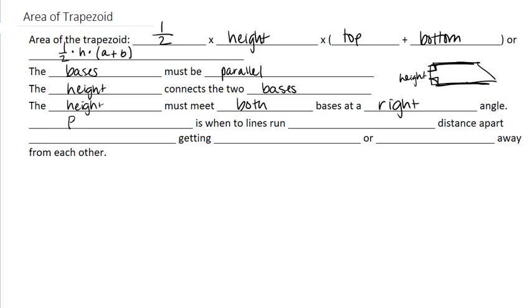Now, parallel is when the two lines run equal distance apart without getting closer or farther away from each other. So this would be parallel as they run equally the same from side to side. Now let's look at an example.